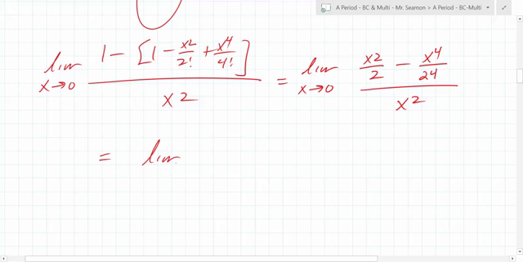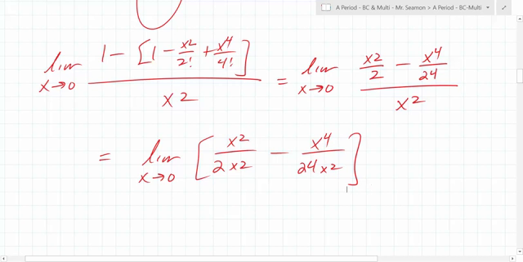Wait, I'm doing too many things at once here. I understand. So bring up the x squared. You're saying turn it into, I just want to make sure we do this out over 24x squared like this. Is that correct?